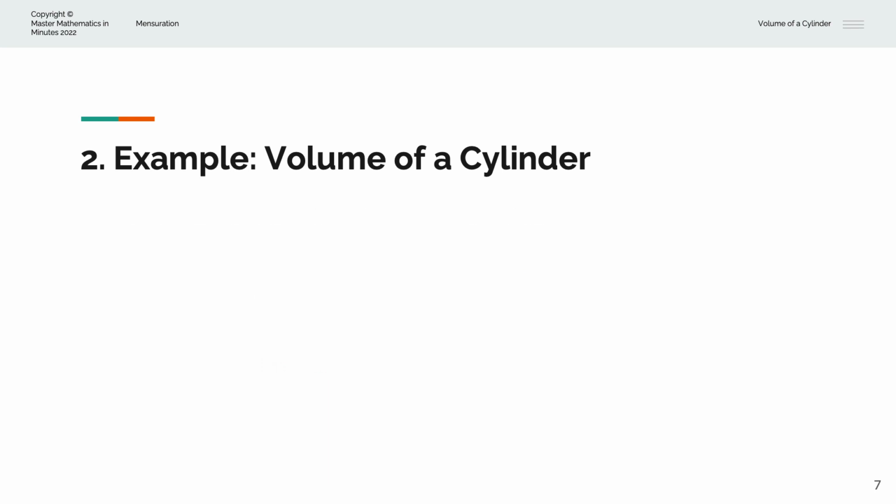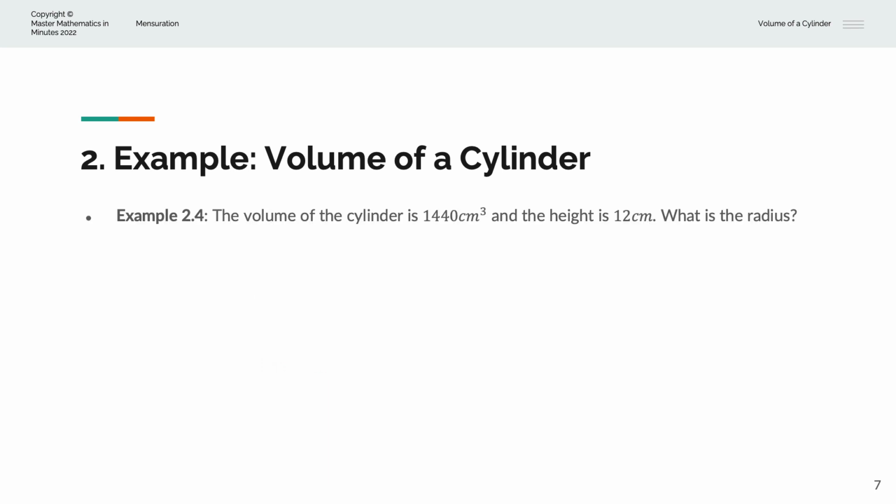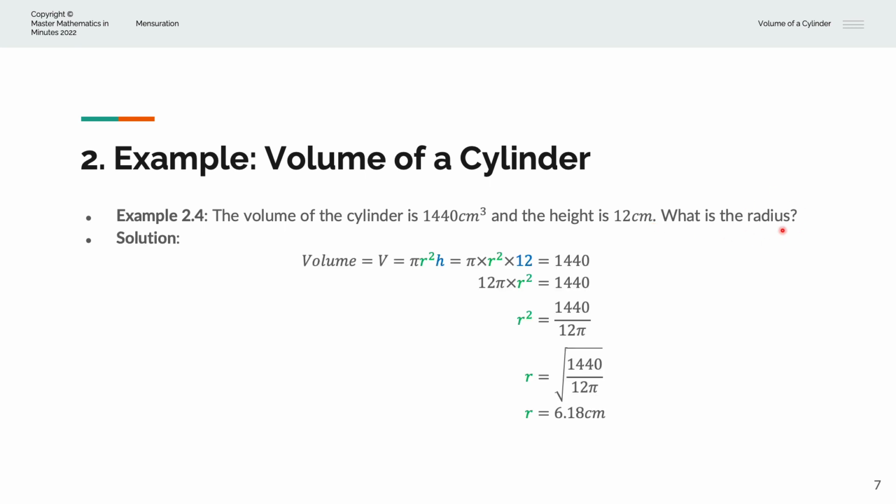In the fourth example, we're given the volume of the cylinder as 1,440 centimeters cubed, and we're given the height is 12 centimeters. And we're asked to calculate the radius. So V equals pi r squared h, and that equals pi multiplied by r squared multiplied by 12. So we have replaced h with 12, given from the question, and we'll set that to be 1,440, again given from the question above.